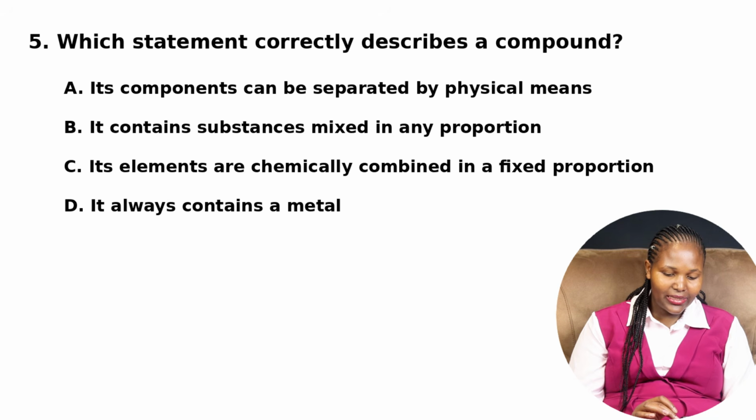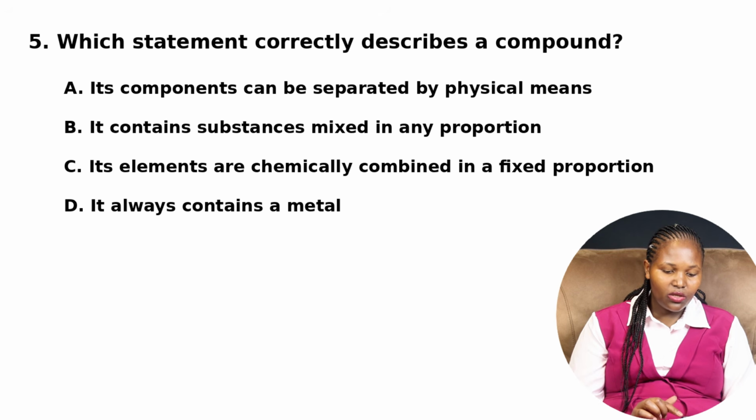Then question number 5. Which statement correctly describes a compound? Now we have A, B, C, and D, and I'm going to read each one and then explain what it is, so that we can know which statement correctly describes a compound. A, its components can be separated by physical means. That is a mixture. A mixture is the one whose components can be separated by physical means.